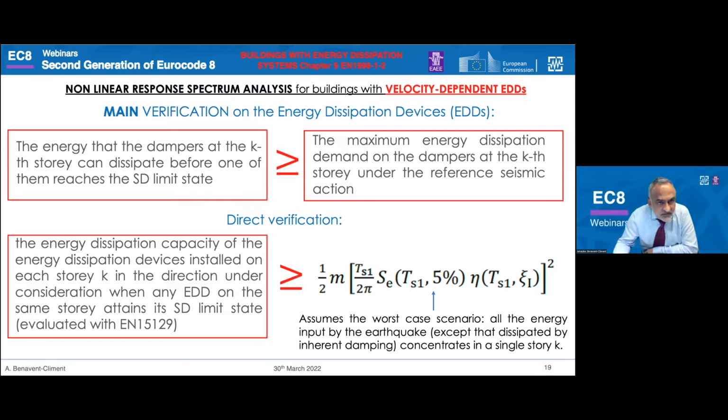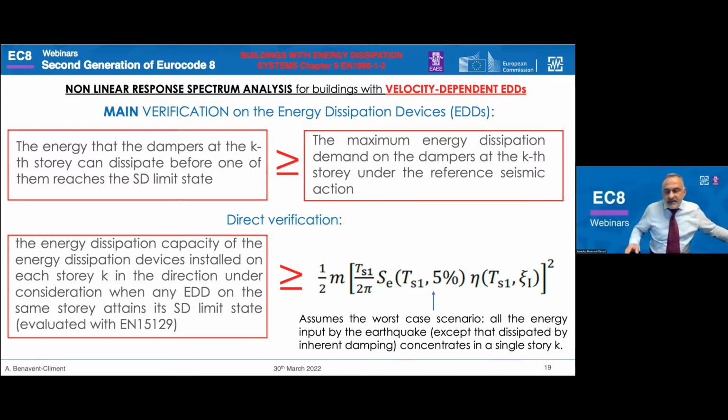Okay, next main verification is the one that affects the energy dissipation devices. We have to check that the energy that the dampers at the K story can dissipate before one of them reaches a significant energy limit state is larger than the maximum energy dissipation demand on the dampers of this story under the reference seismic action. In this case, the verification is done directly.